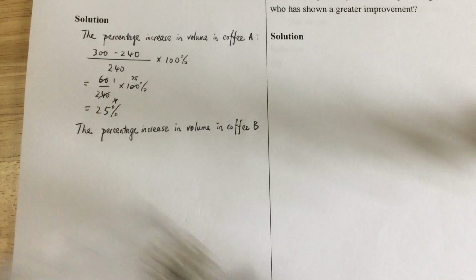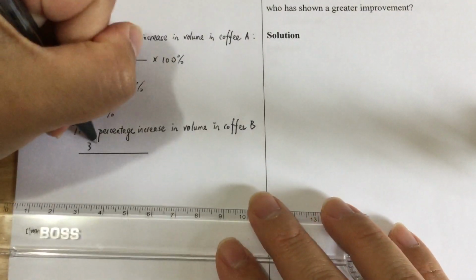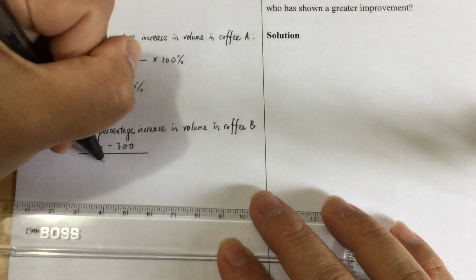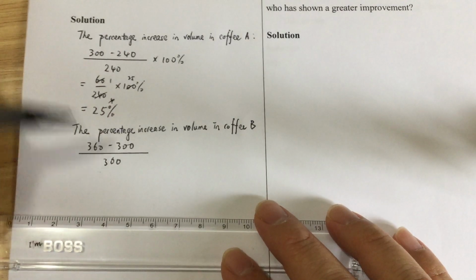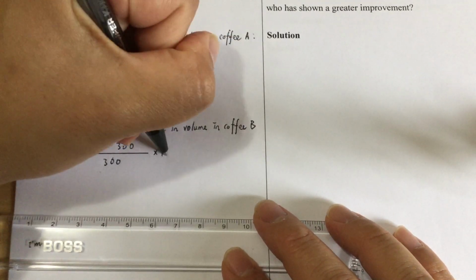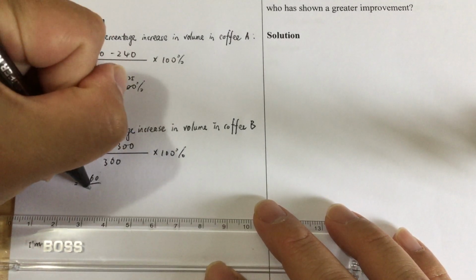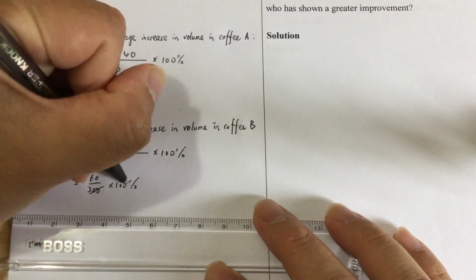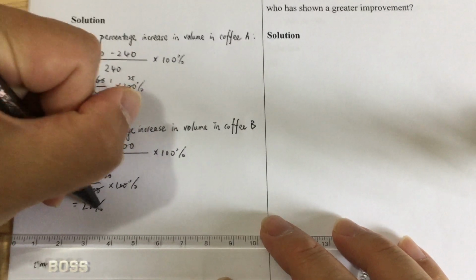Okay, now we are going to do something like this once again. This time it is 360 minus 300 over 300. The original value is 300, so we will use it as the denominator, times 100. Once again, 60 over 300 times 100%. And we do the cancellation. 3 and 60, you get 20. So only 20% of them is A.